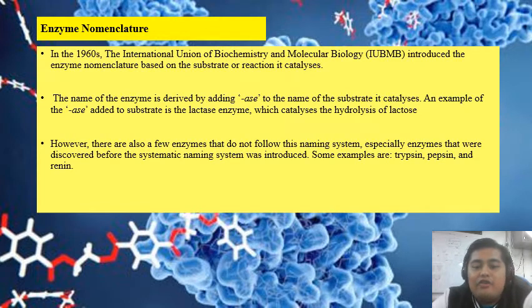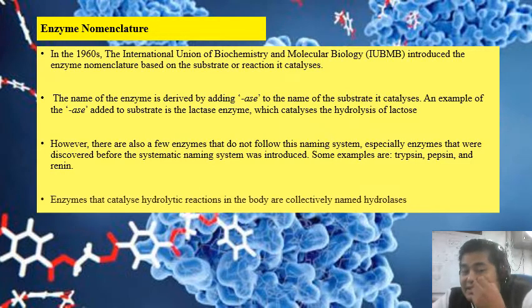However, there are few enzymes that do not follow the naming system, especially the enzymes that were discovered before the systematic naming system was introduced. For example, trypsin, pepsin, and rennin. So, tiga jenis enzim ni, nama dia tidak berubah dengan penambahan perkataan ase kat belakang. Macam lactose tadi, lactase. Enzymes that catalyze hydrolytic reactions in the body are collectively known as hydrolases.